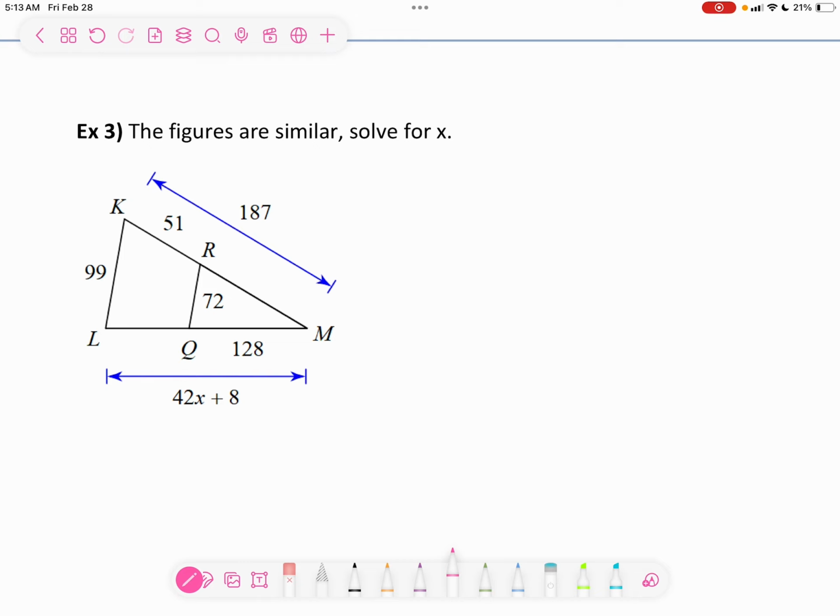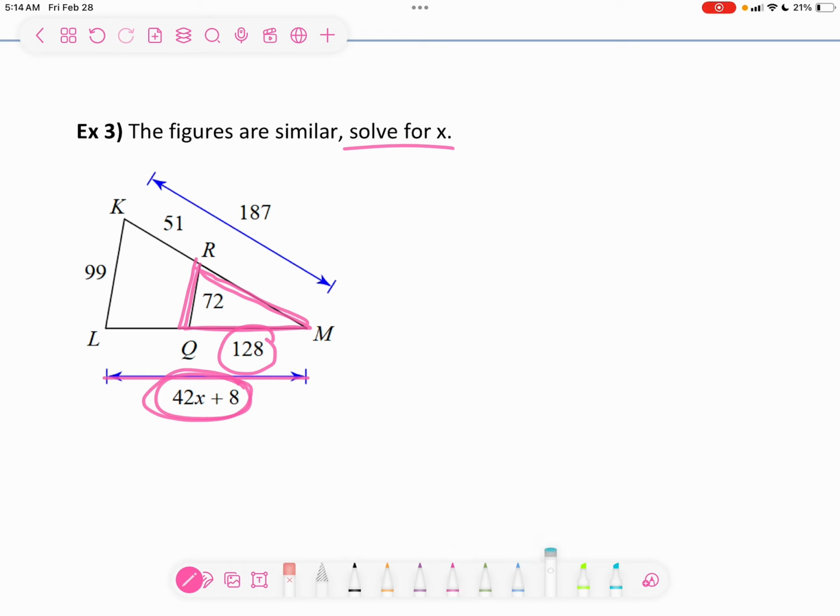So first of all, we need to use our side that has an x in it, because we're solving for x, right? So we need to use our 42x plus 8, which is LM. And then the actual triangle, I'm going to go ahead and trace it so you can see it, is this triangle here. Okay? So 42x plus 8 corresponds to the 128, which is QM. Okay? But then you need to be very careful here. You have to use corresponding sides.